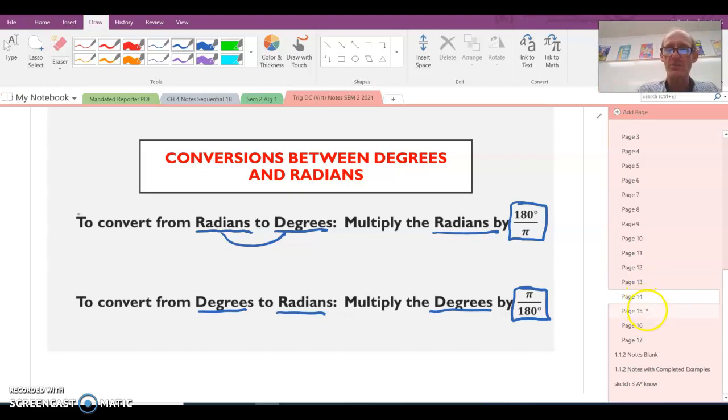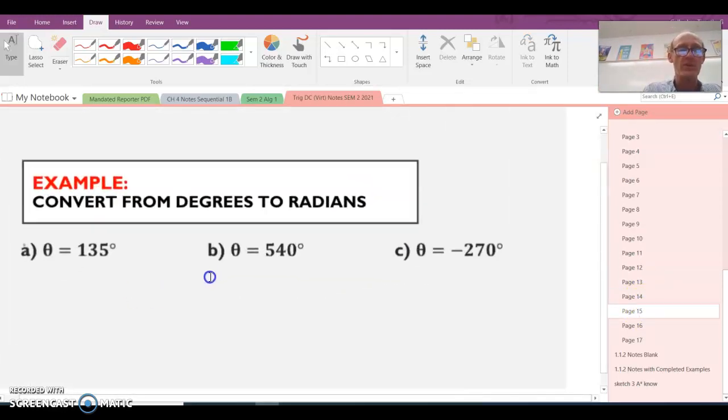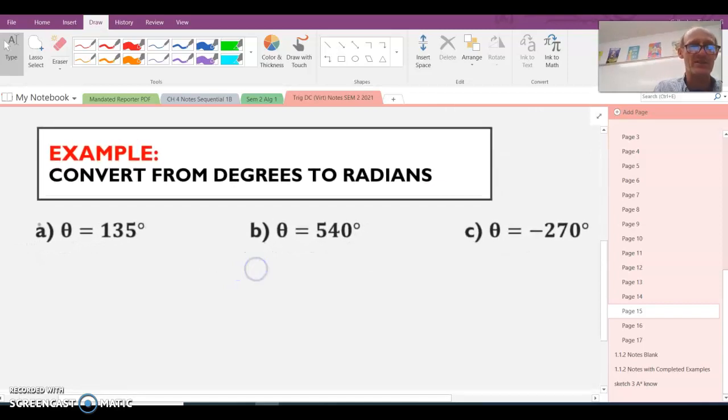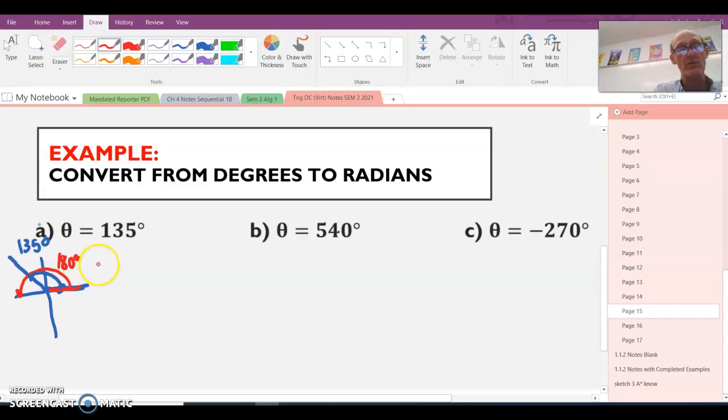Okay, so here's a couple examples. All right, so here we go. Now we're going to convert these degrees to radians. Now remember that 135 degrees is roughly about right here. All right, so what is it in terms of radians? Because from here to here is 180 degrees, remember. So how do we go from degrees to radians? Well, from degrees to radians, we multiply by pi over 180. Now we've got to simplify this, right? So don't forget we've got to simplify these.